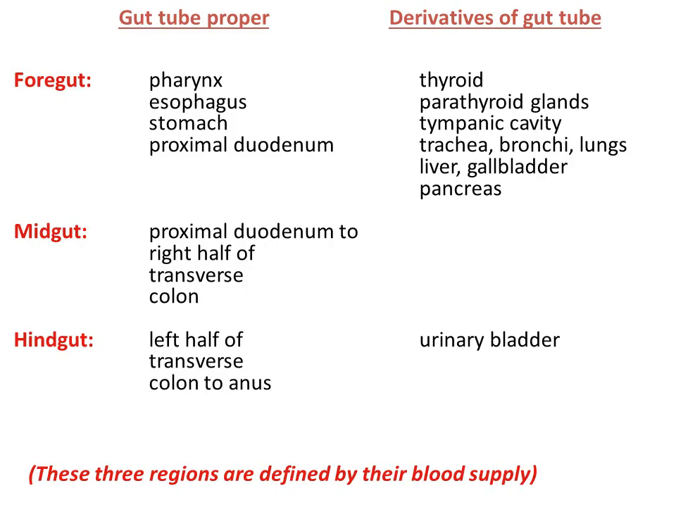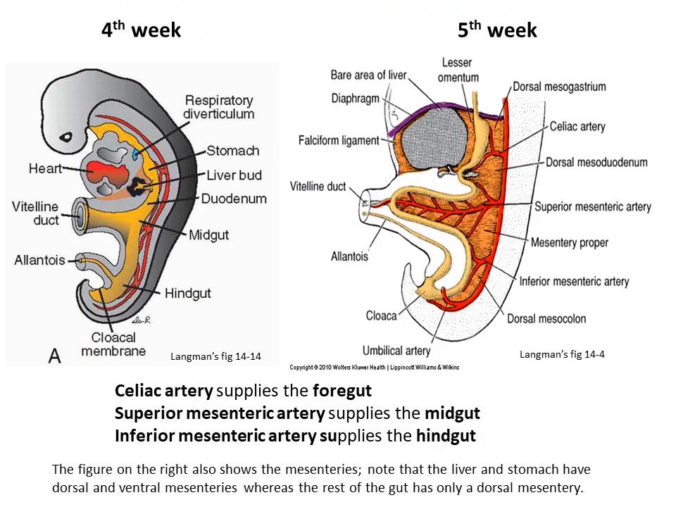These three regions are defined by their blood supply accordingly. For the foregut we have the celiac trunk. We know that from the blood supply of the GIT. For the midgut we have the superior mesenteric artery, and for the hindgut the inferior mesenteric artery. From the first week to the fifth week, the celiac artery supplies the foregut, as we said. The superior mesenteric artery supplies the midgut, and the inferior mesenteric artery supplies the hindgut.